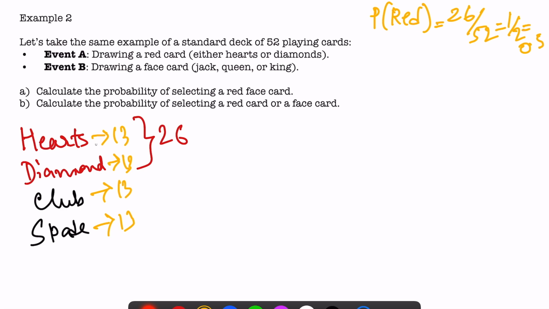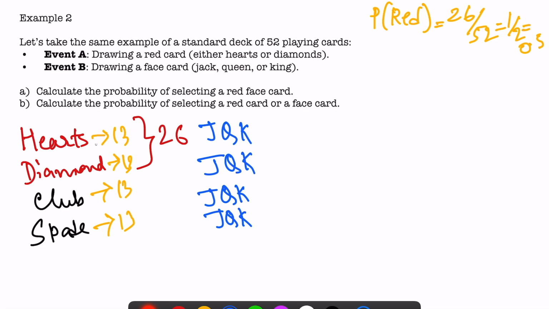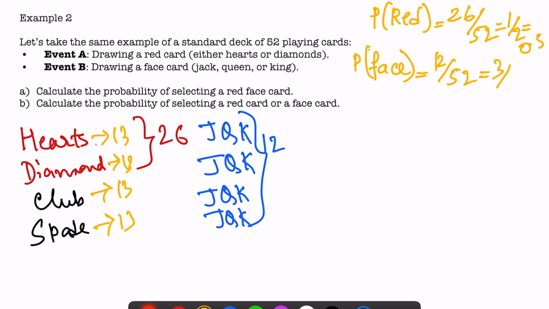Now how many face cards do we have? Each suit will have Jack, Queen and King, JQK, JQK, JQK. So we have in total 12 face cards. So probability of face card will be 12 out of 52, that is 3 out of 13, that comes around 0.231. So these are 2 base events we need.